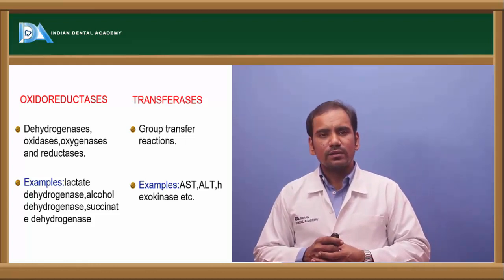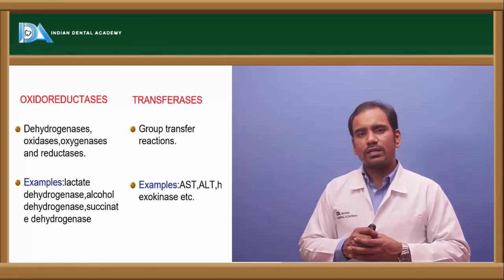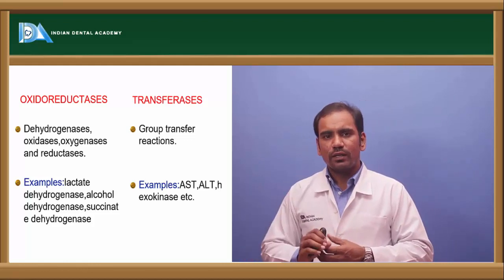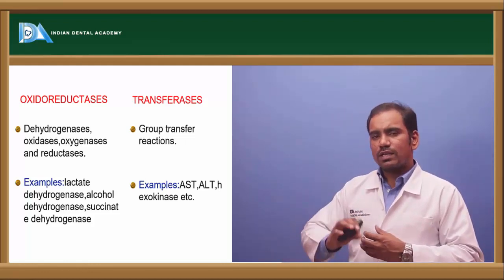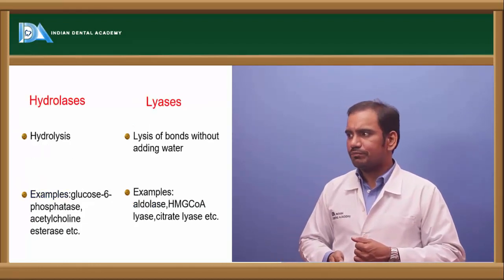So hexokinase, the first reaction in case of glycolysis, is catalyzed by glucokinase or hexokinase. Here it is transferring a phosphate group, right? So whatever group it may be, if you are transferring a group, we call such an enzyme a transferase.